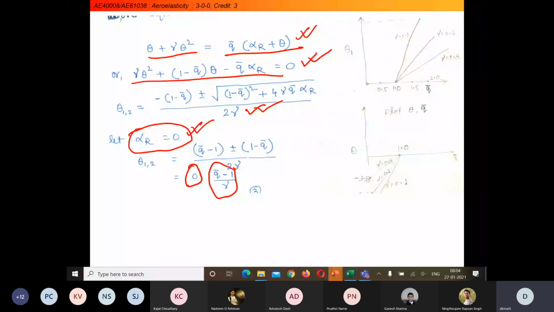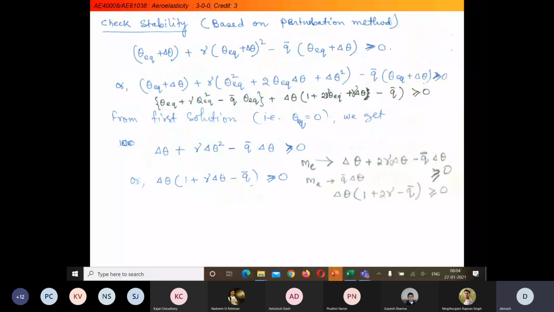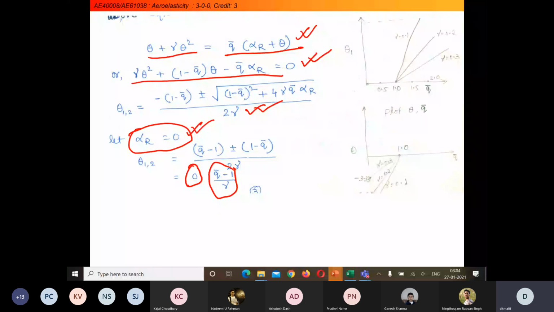That's what I have discussed here. If we give a small disturbance to the system, we'll get this equation. See, from here I am giving a disturbance which will be only for theta. Alpha r is a fixed value, so whatever perturbation we give, alpha r will not be affected.